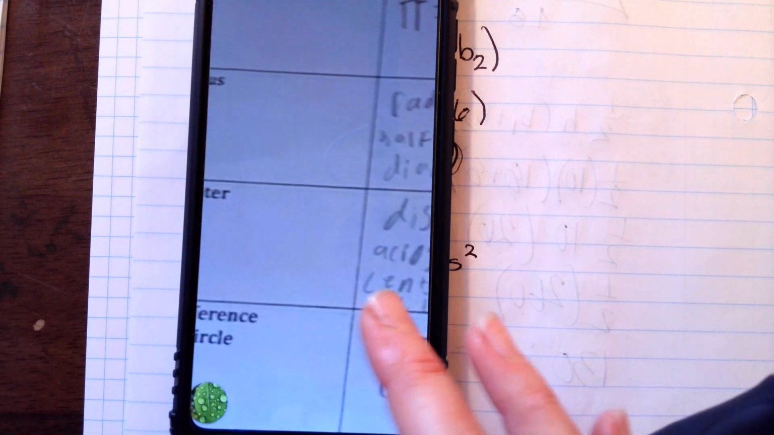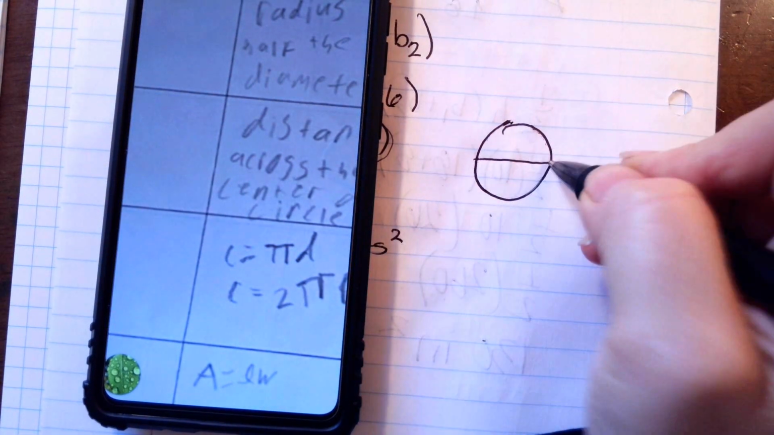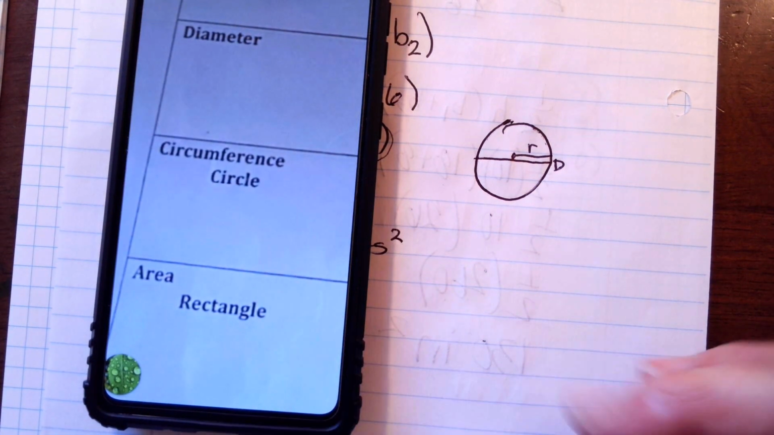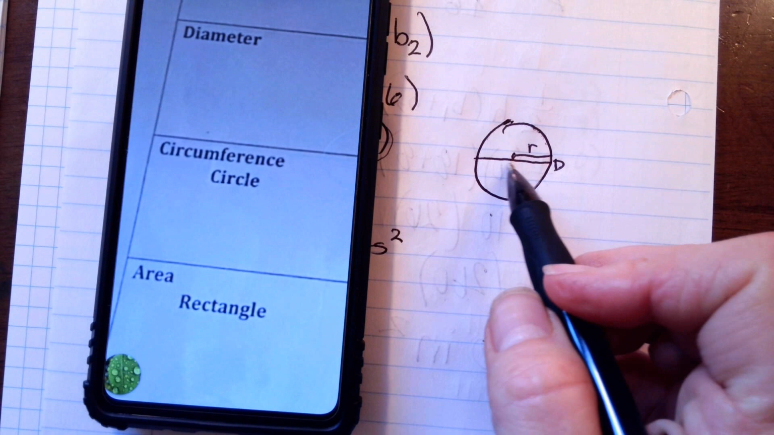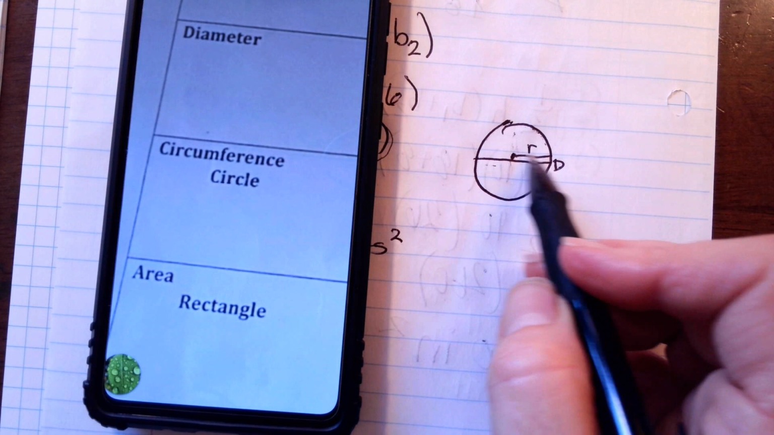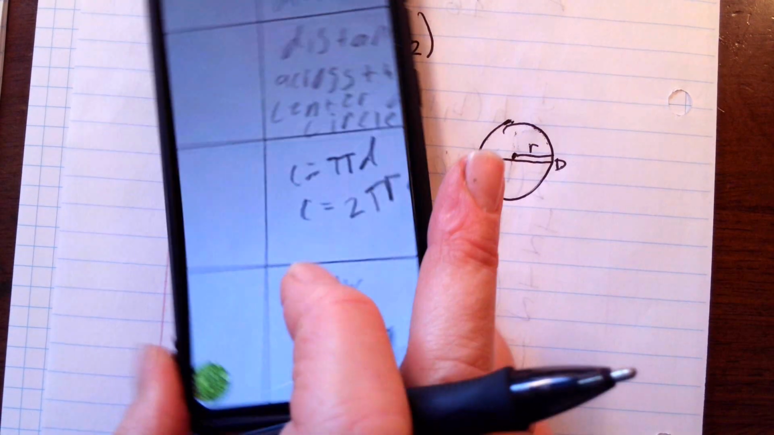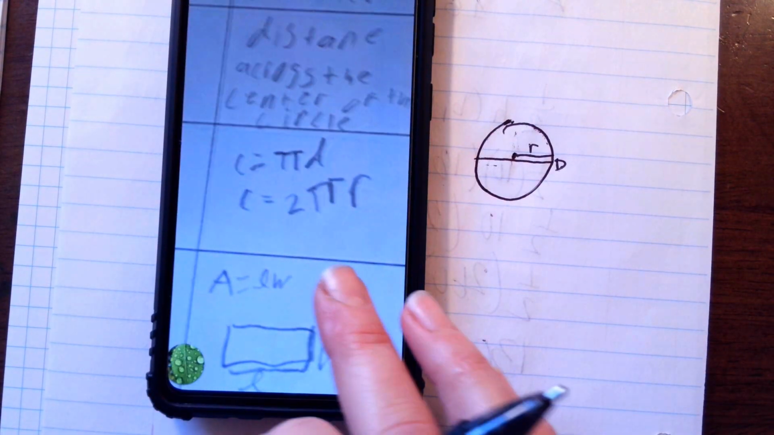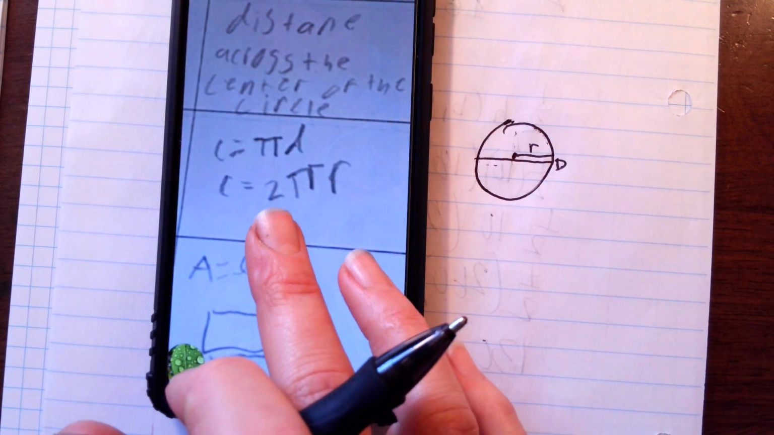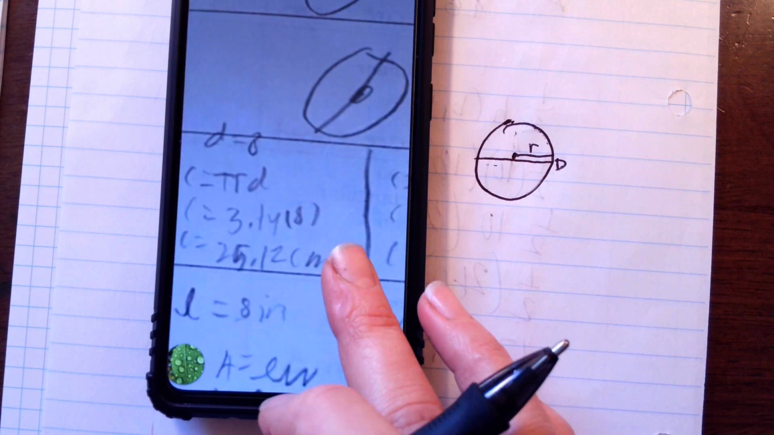Radius is half the diameter, so we already talked about that. If you have a circle, we have a diameter that goes all the way across, and then this is the radius, this is the diameter. If they give you the diameter and they want you to find the radius, you just cut the diameter in half. If they give you the radius and they want you to find the diameter, you just multiply this by 2. Circumference is pi times diameter if they give you diameter. If they give you radius, then you would do 2 pi times radius. And here is your example. That makes sense to you?